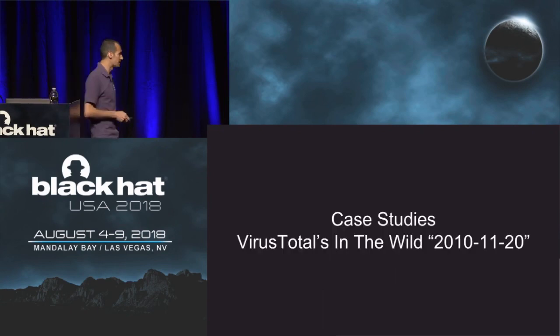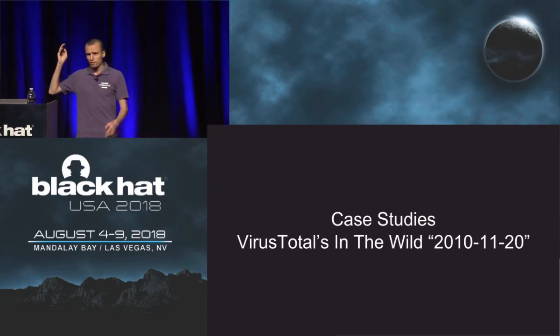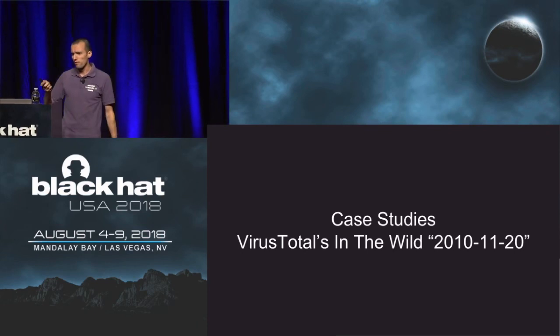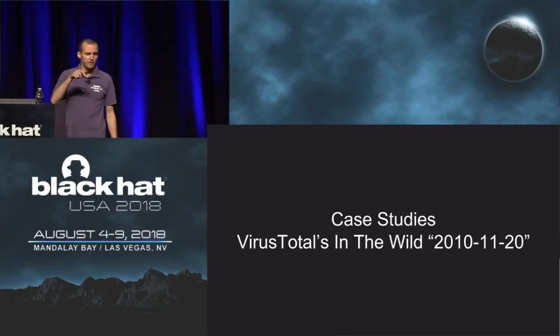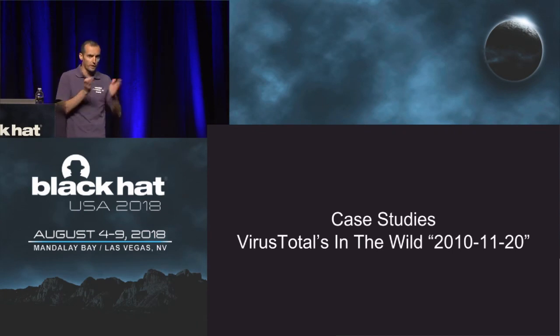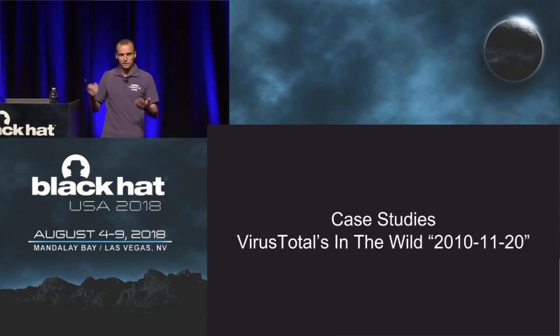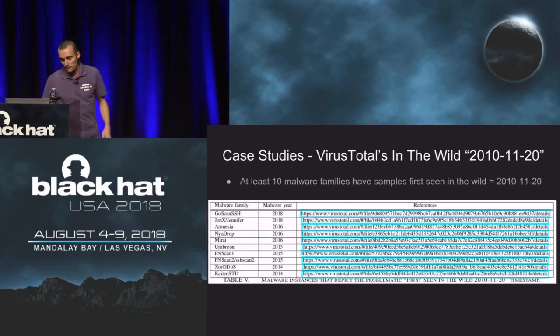Another interesting case study is what we call VirusTotal in the wild. I think many of you use VirusTotal. One of the interesting features in there is that for some samples, not for all, they have a field called first seen in the wild. And it looks really interesting: you can see when this sample was first seen in the wild, and you can establish a timeline of when this exploit was developed and so on. So it gives you a lot of features.